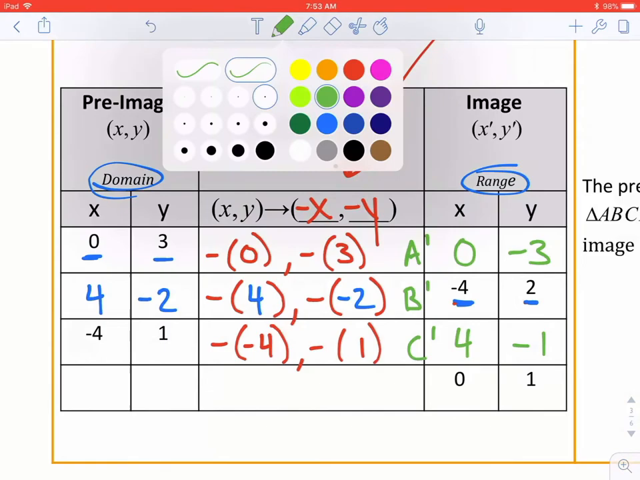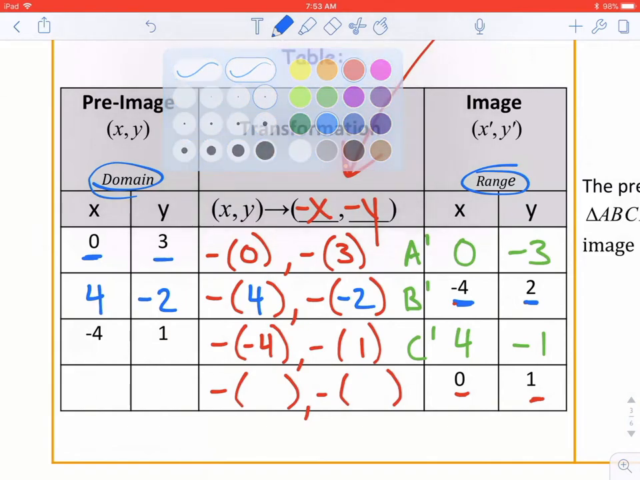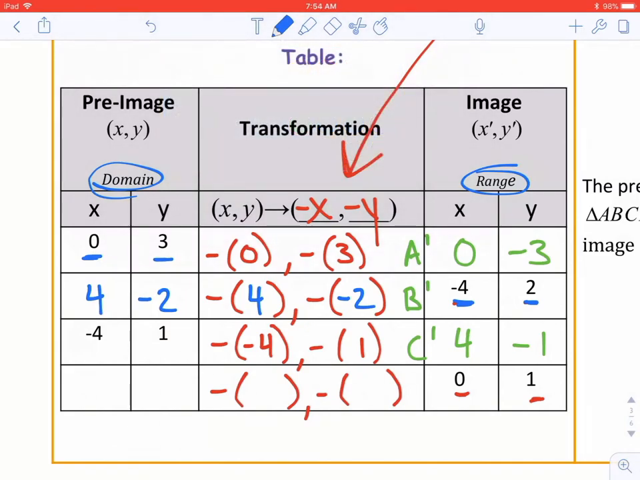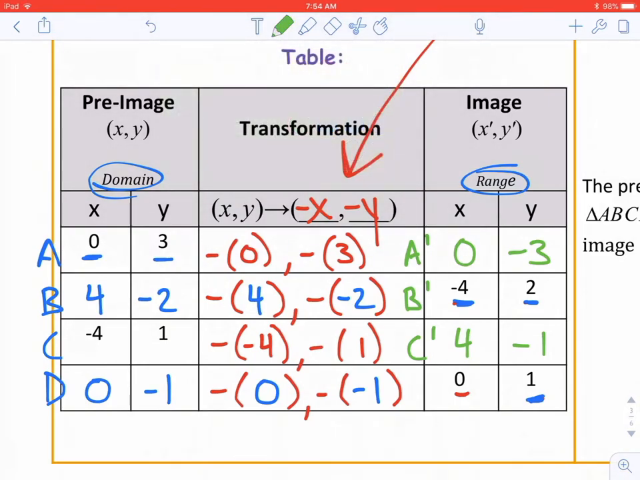And let's do one more row. So think of negative what would have given you 0, and negative what would have given you that 1 value over there. So 0 is just 0, so we can always put that there. And then a negative negative 1 would have given us that 1 that was already there. So then we have our values of A, B, C, and D from our pre-image, and then our image. We've got all the points for our A prime, B prime, C prime, and now D prime.